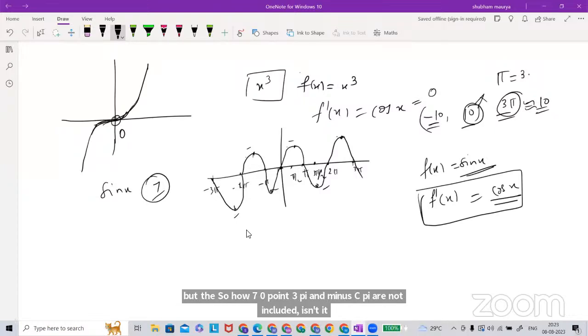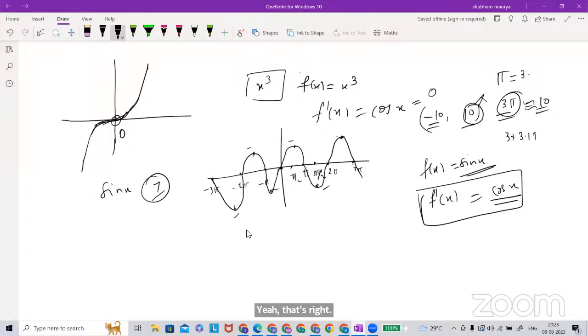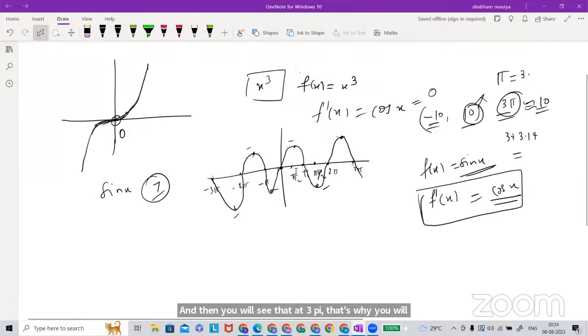Yes, that's why. See, 3 pi is 3 into 3.14 something, it may be greater than 10, right? Yes, it will be greater than 10. You have to use a calculator. Once you use it, you will see that at 3 pi, that's why you will not include 3 pi and minus 3 pi.